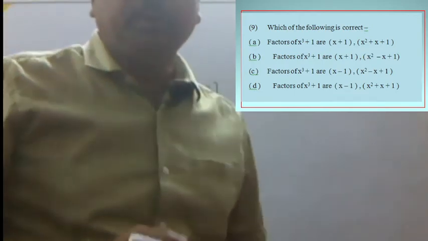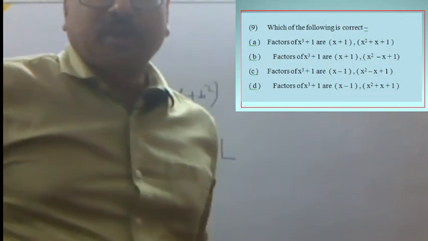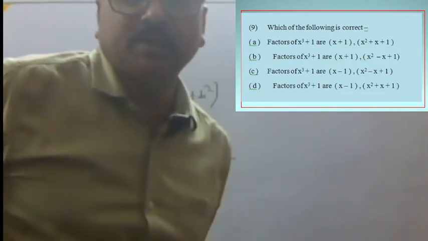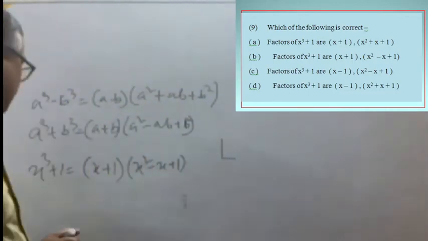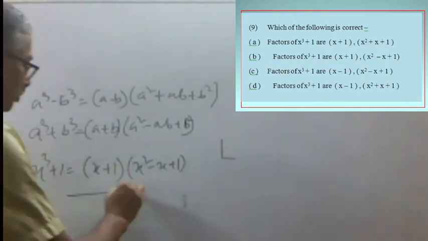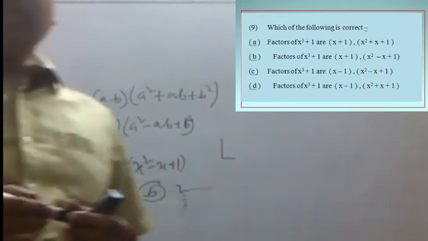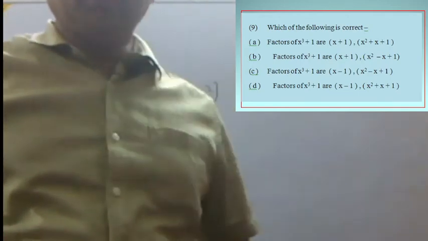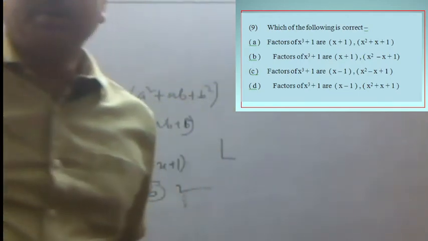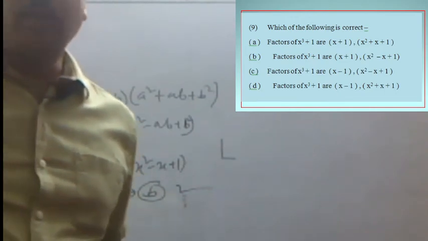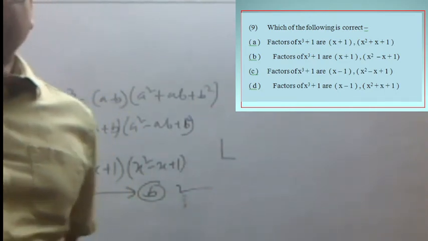Now option B: factors of x cube plus 1 are x plus 1 and another factor x square minus x plus 1. So option B is the correct option.